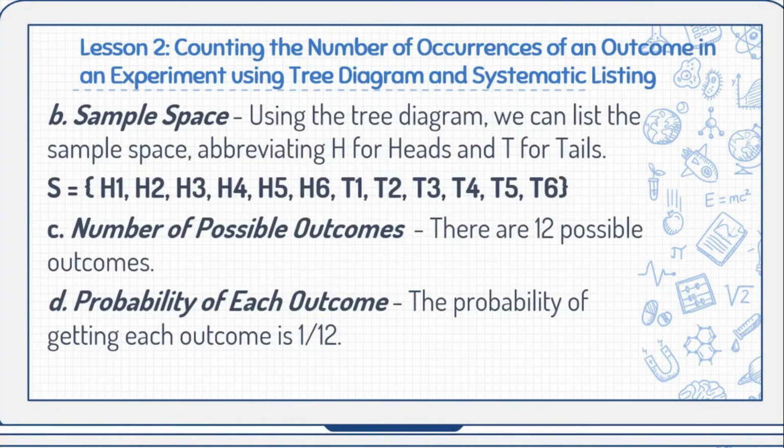And for letter B, we have the sample space. Using the tree diagram, we can list the sample space abbreviating H for heads and T for tails. So our sample space became like this. S is equal to the bracket: head 1, head 2, head 3, head 4, head 5, head 6, tail 1, tail 2, tail 3, tail 4, tail 5, and tail 6. So if we count this one, 1, 2, 3, 4, 5, 6, 7, 8, 9, 10, 11, 12. So this is our sample space. Okay?